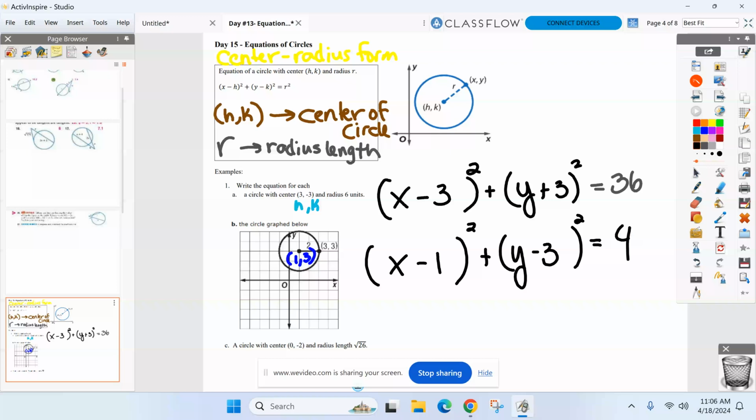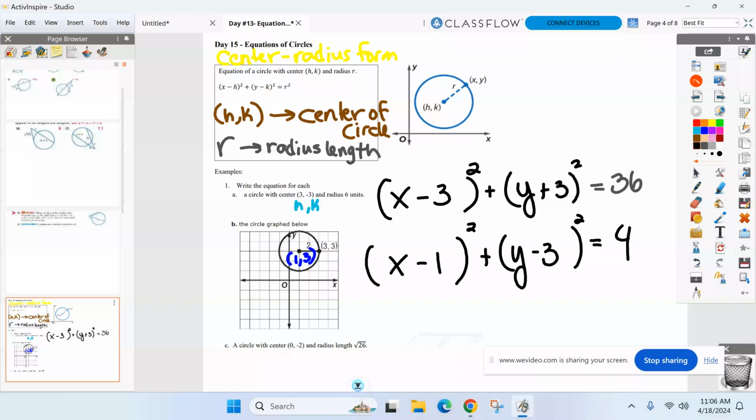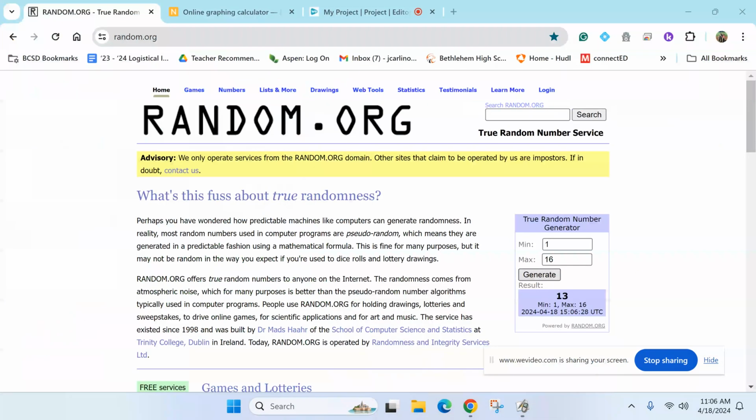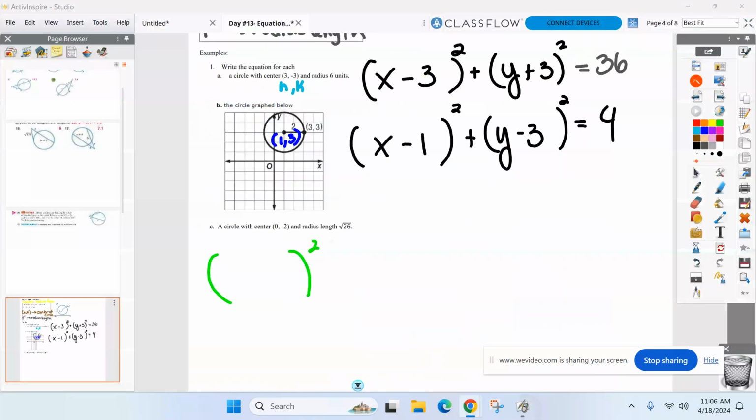How are we feeling? Equation of a circle. Don't forget the plus sign in between. Small details you could forget. All right, another one. How about this center? (0, -2), and that radius, radical 26. All right, what's going to go in the first set of parentheses with the x? What's that going to look like? x minus 0, squared. Good.